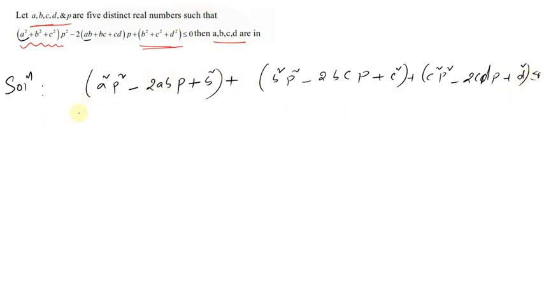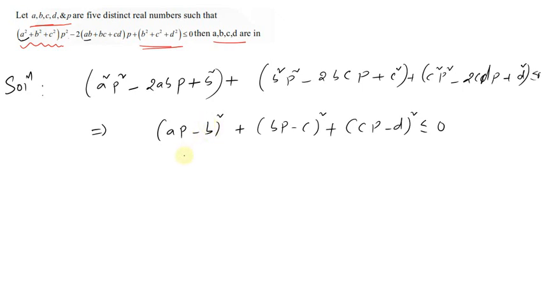I think you can write it easily now. This is AP minus B whole square plus BP minus C whole square plus CP minus D whole square is less than or equals to 0. This is a perfect square positive, perfect square positive, perfect square positive. Positive plus positive plus positive can't be negative. It is less than 0 is given. That is not possible. Is equals to 0 case is possible only when this quantity is equals to 0, this quantity is equals to 0, this quantity is equals to 0.